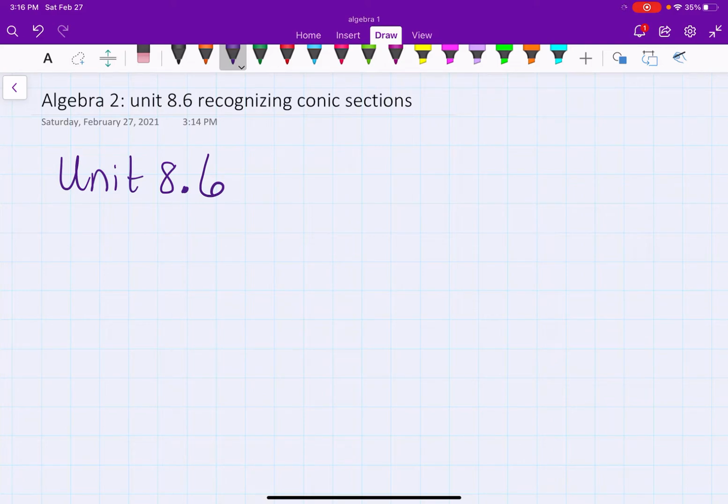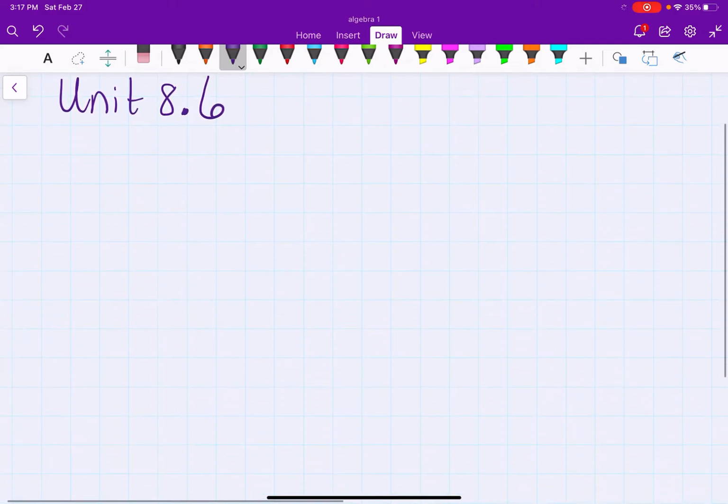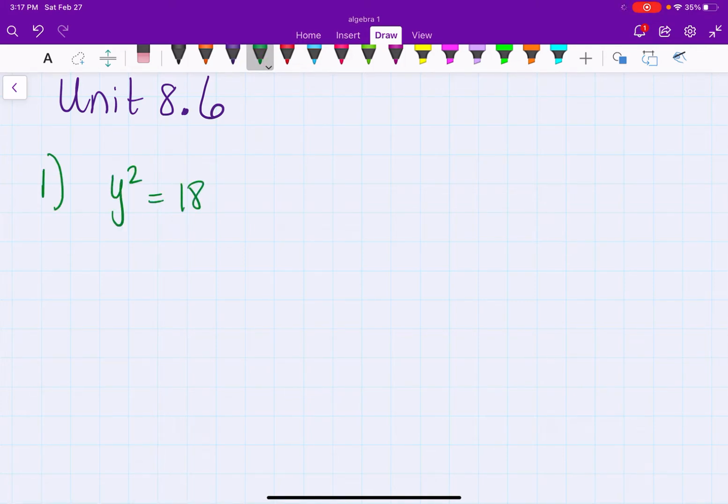Okay, we're going to get right into some practice here, and then I'll show you on the back side, kind of gives you some more hints, okay? So let's start with number 1 real quick. We have y squared equals 18 minus 2x squared. Well, before I can make a decision, first of all, I know it's not a parabola. The reason I know it's not a parabola is we have an x squared and a y squared.